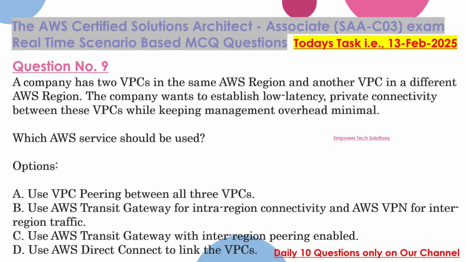Options: A. Use VPC peering between all three VPCs. B. Use AWS Transit Gateway for intra-region connectivity and AWS VPN for inter-region traffic. C. Use AWS Transit Gateway with inter-region peering enabled. D. Use AWS Direct Connect to link the VPCs.